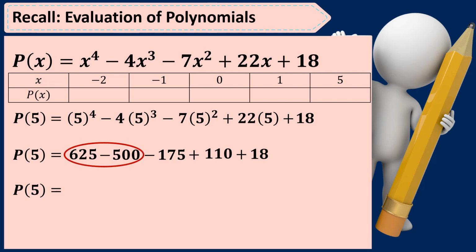625 minus 500 is equal to positive 125. 125 minus 175 is equal to negative 50. Negative 50 plus 110 is equal to positive 60. Positive 60 plus 18 is equal to positive 78. So P of 5 is equal to positive 78.